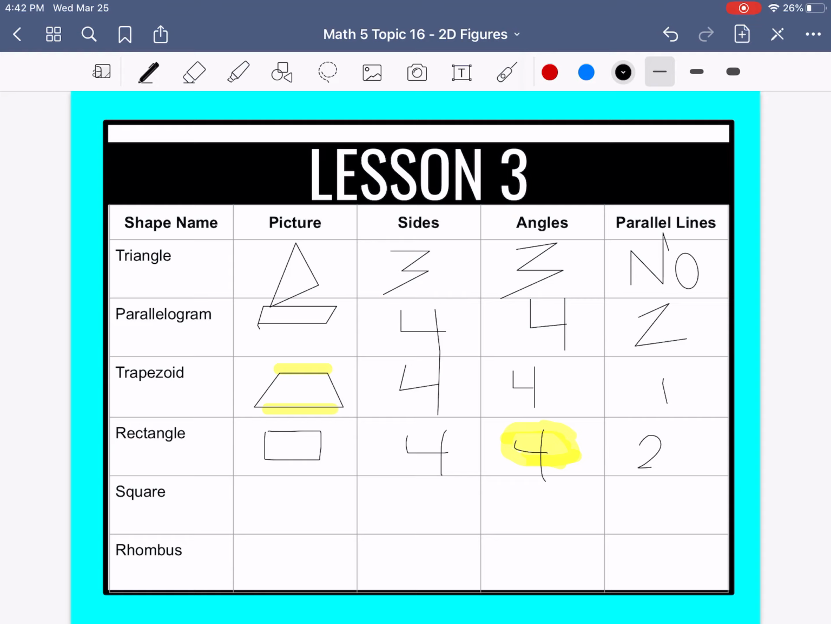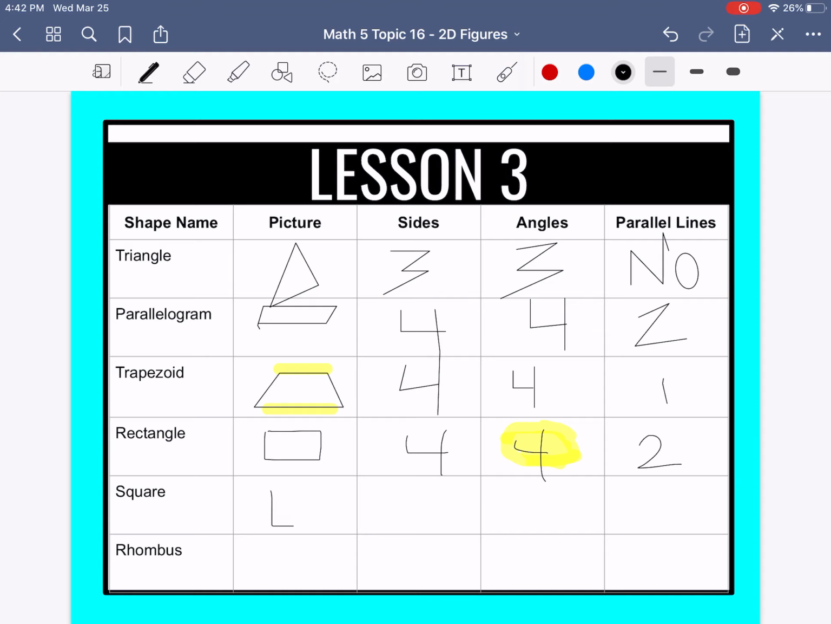Good, there are 2. There's only 2 sets because we have a top line and a bottom line. That's one set, and then the sides, one and another one. Okay? All right, next we have our square.